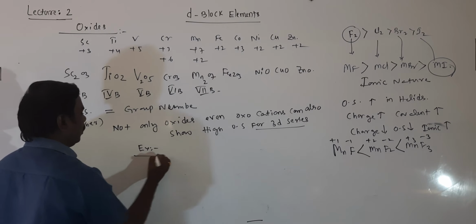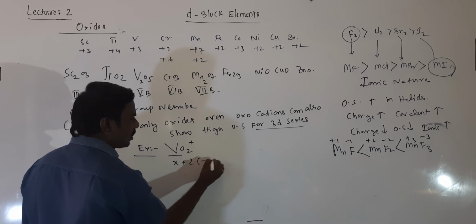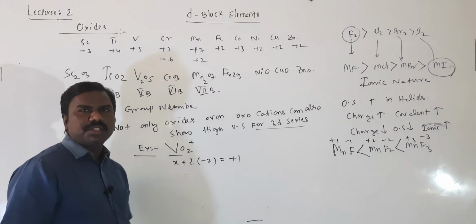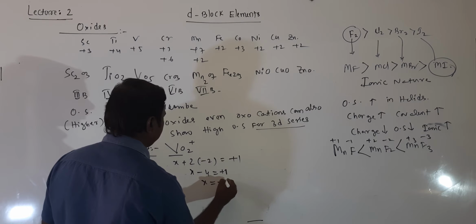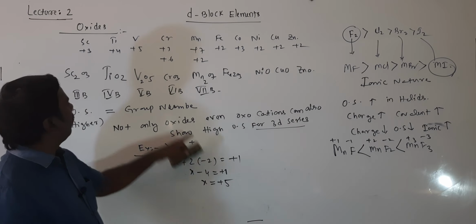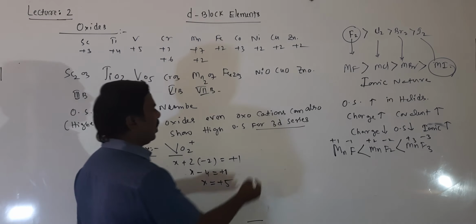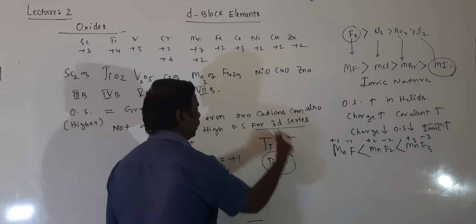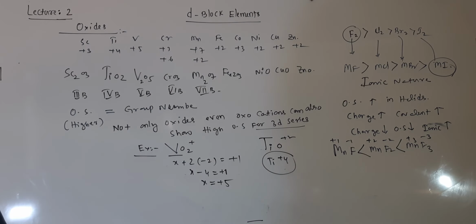Example, VO2 plus. Vanadium is X, we don't know, 2 oxygens, minus 2 for each oxygen, and the charge is plus 1. So X minus 4 equals plus 1, X equals plus 5. It means plus 5 oxidation state in oxocation as well as oxide. Similarly, TiO plus 2. Here titanium will be plus 4. Solve like this, students.